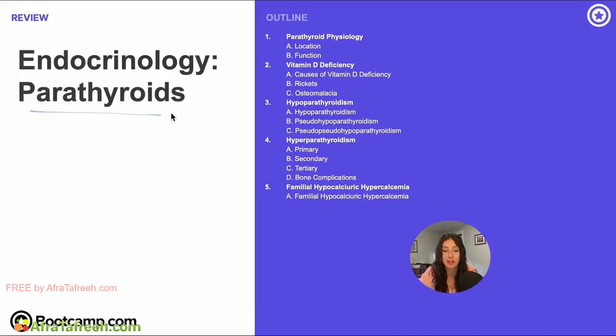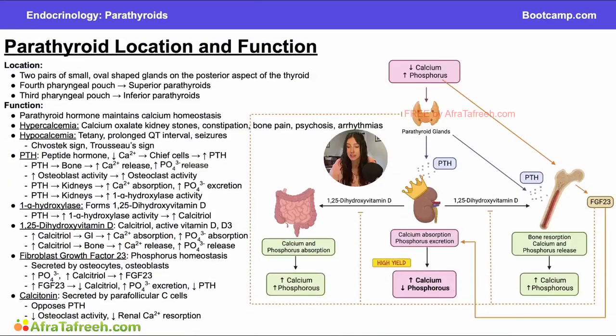In this chapter, we'll be talking about your parathyroids and calcium homeostasis. So first, we'll talk about the location and the function of your parathyroid glands. Then we'll talk about vitamin D deficiency. Vitamin D, of course, is very important for calcium homeostasis. We'll talk about hypoparathyroidism, hyperparathyroidism, and then finally, familial hypocalciuric hypercalcemia. So let's get started. Now, in this video, we're going to be talking about our parathyroid location and function.